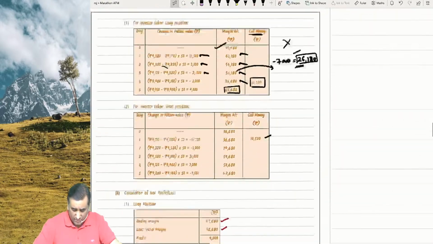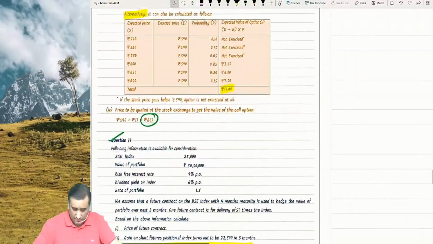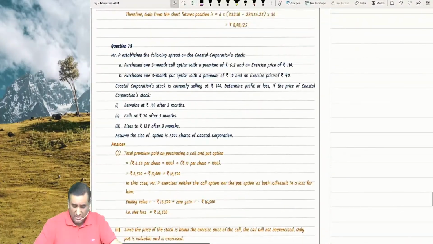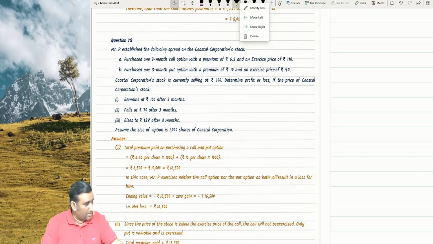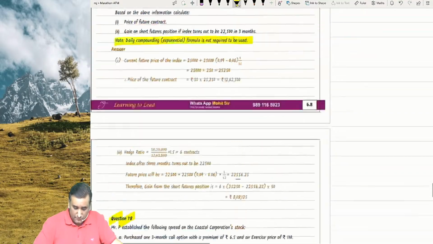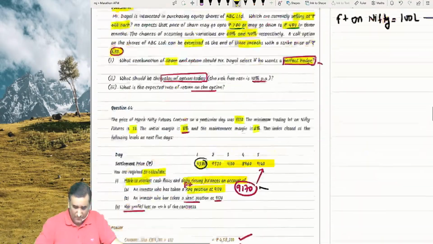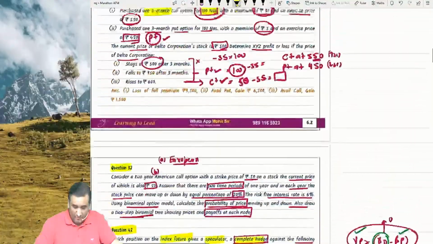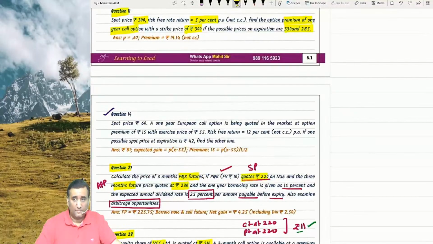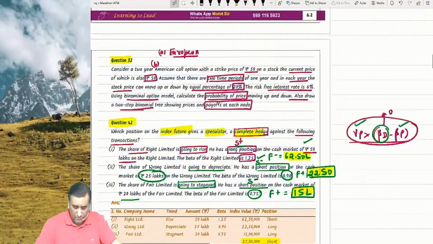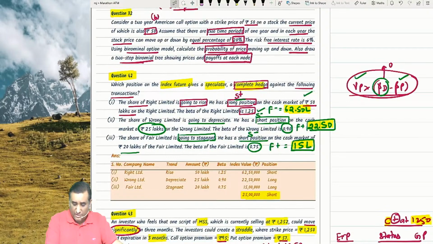Which questions are left? 78 is a general call option exercise. Try it as a whole. Can we move into the currency derivatives? The rest you can try up now. Data management we did now. Yes. Let's move.